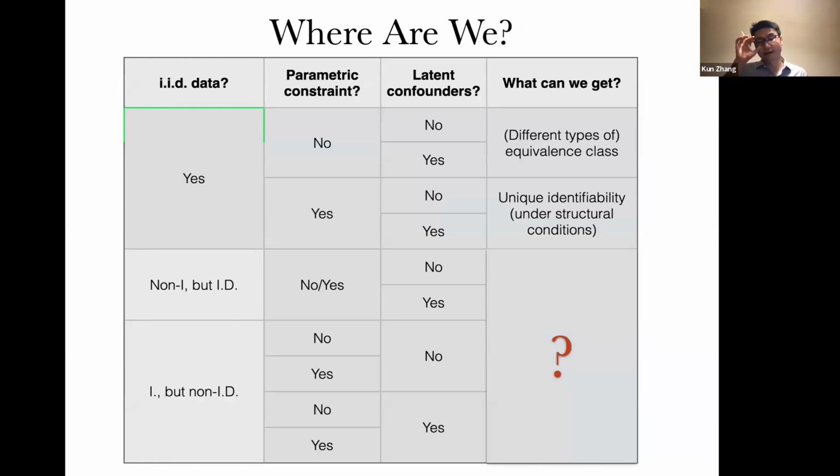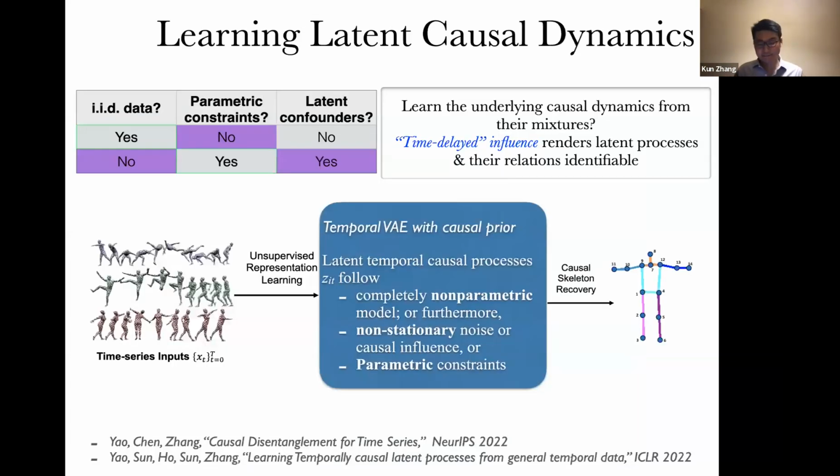Now let's go further. You can see that if you violate either of those two IID conditions, either independence or identical distribution assumptions, then you can recover the underlying representations in a more reliable way, and you can even have a general functional form without assuming any parametric forms for the functions. This is the first setting.